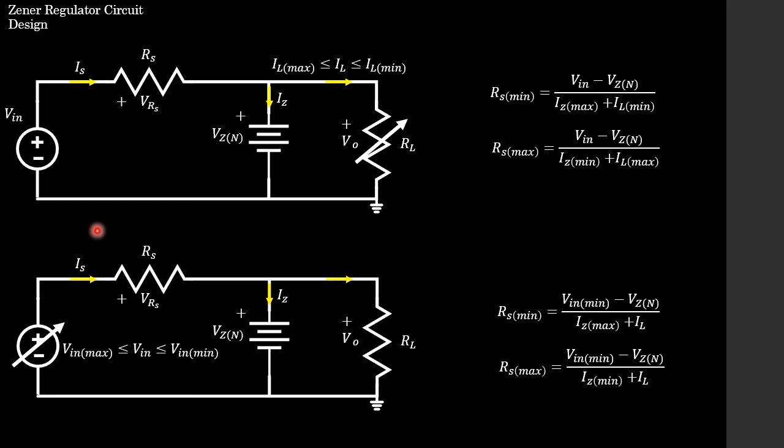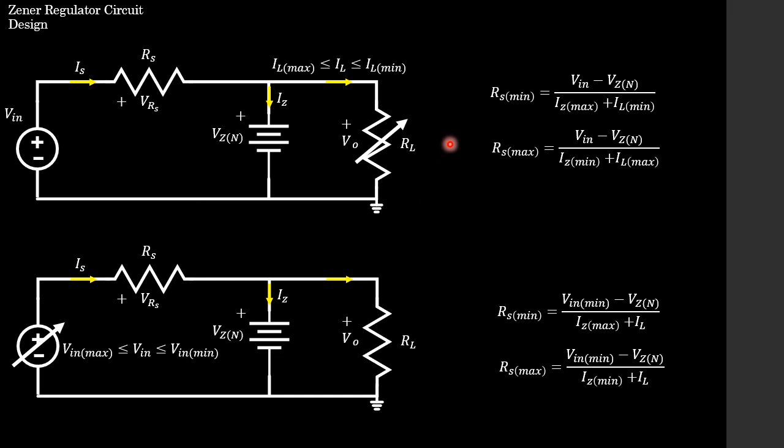This is the final slide. So in the previous slides, when we analyzed the circuit to determine Rs min and Rs max, we had a variable voltage source and a variable load. But what happens if we now have a constant voltage source, or if we have a constant load? So these are two other cases that we can see for our Zener regulator circuit. We can also have a constant voltage source and a constant load.